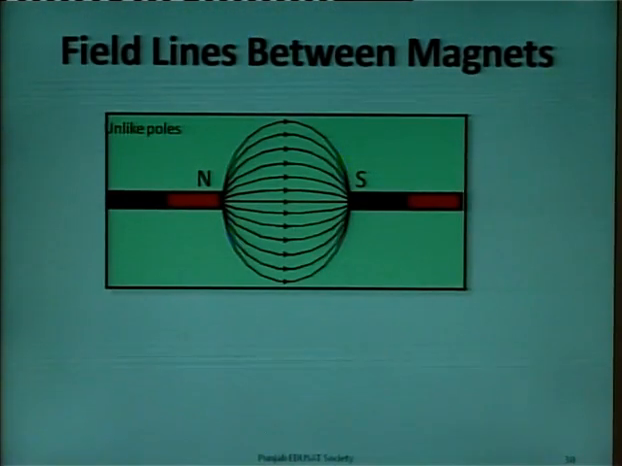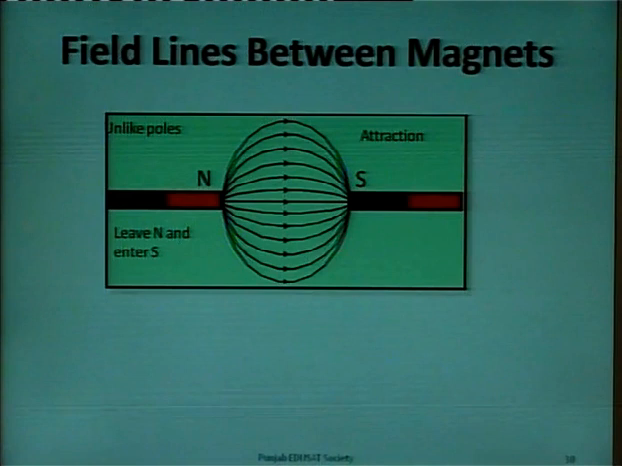So the field lines between the magnets, if we see the lines between the unlike poles, because one is the north pole and the other is the south pole, the magnetic lines of force will travel from north to south, and they would look like this. Due to the unlike poles, there is a force of attraction. So the magnetic lines of force are leaving the north and entering the south.